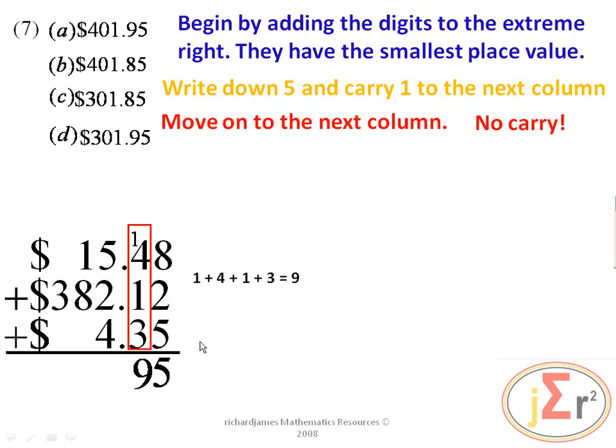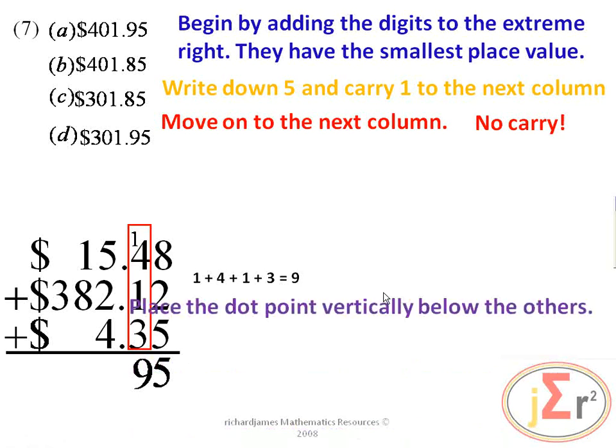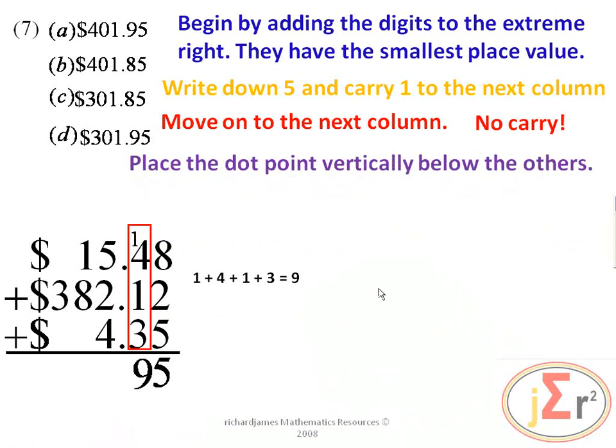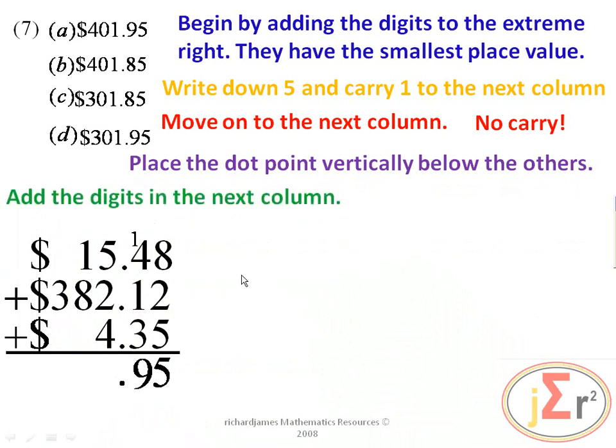Do we move very quickly and start to add these digits, Jerry? No, we have to put down the decimal point. Okay, so we need to include the decimal point in our answer because we are adding numbers that contain decimal fractions. The decimal point is very important. So place the dot, which is the point, vertically below the others. When we place them vertically below each other, we say that they are vertically aligned. Add the digits in the next column, and the next column will be our ones column.